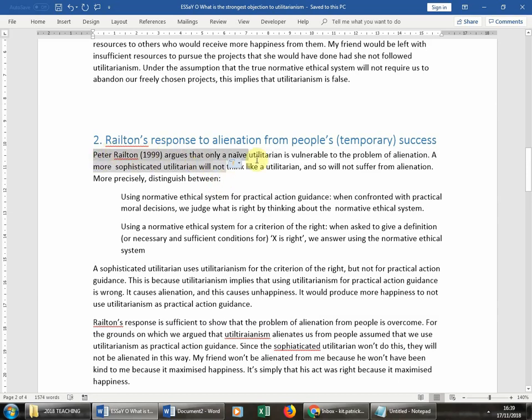Railton argues that only a naive utilitarian is vulnerable to the problem of alienation. A more sophisticated utilitarian will not think like a utilitarian and will so not suffer from alienation. Now that's correct, but it's not exactly clear. Fortunately, the student knows this, and they say, more precisely, distinguish between these two things, and this distinction is really rather well done. It's not an easy distinction, the distinction between practical action guidance and the criterion of the right, but it's done here with clarity.